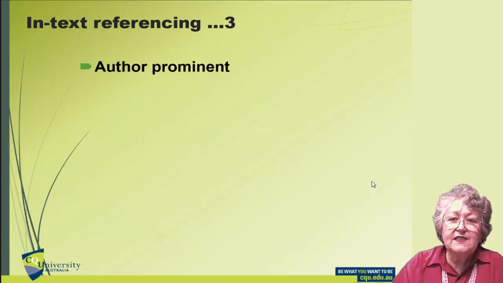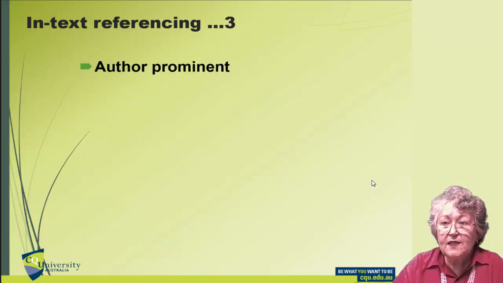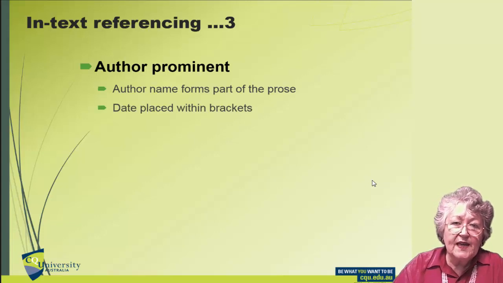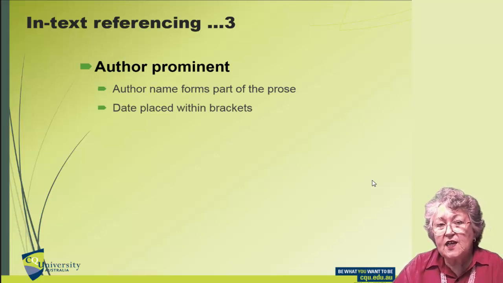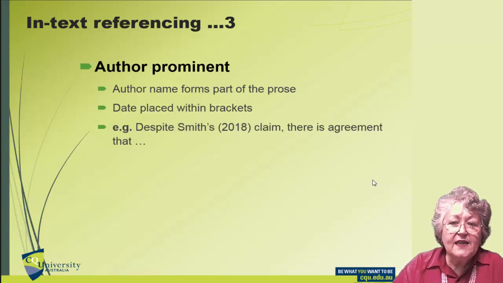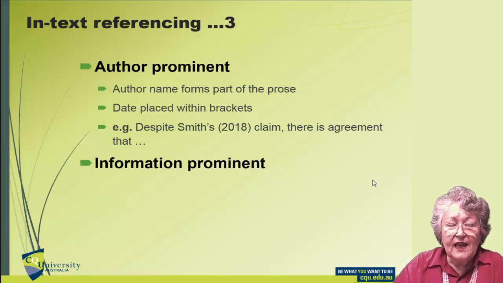Now, there are two types of in-text referencing. There's author prominent, where the author name forms part of the prose itself. The date is always placed within brackets, and it should appear as close as possible after the author's name as you can put it. So here's an example. Despite Smith's 2018 claim, there is agreement that, and then you continue your sentence.